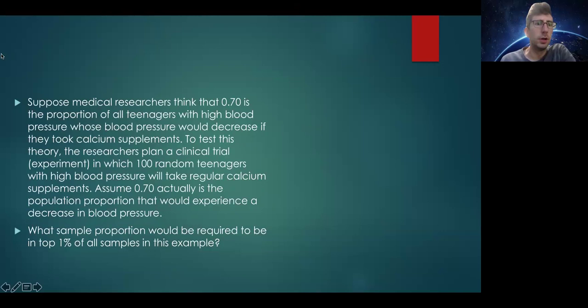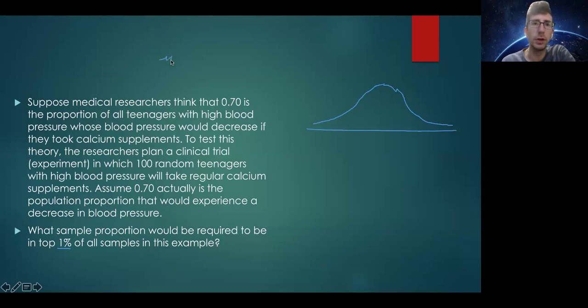So the thing that we're looking for here is, we're given an area under the curve, to be in the top 1%. What's the sample proportion required? This is like our missing value of interest question. So to solve this, it might be helpful to first draw a picture, like always.